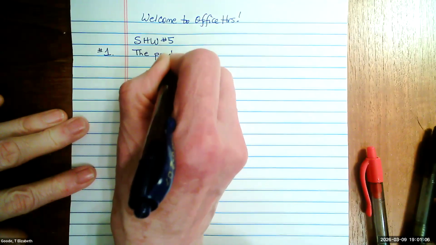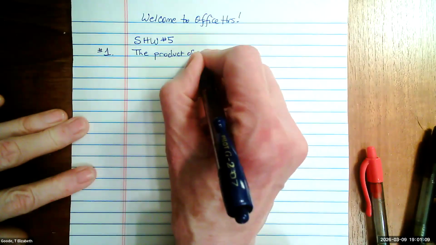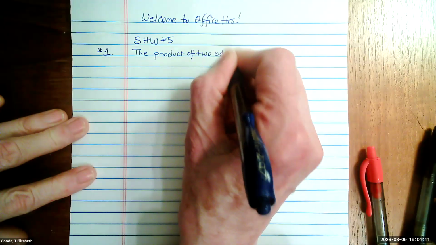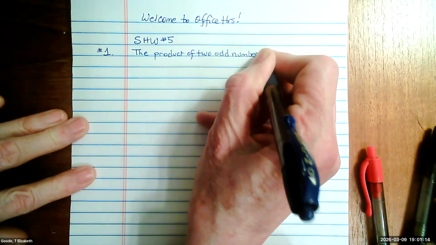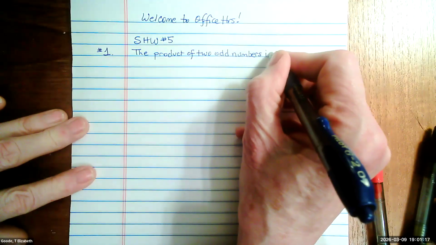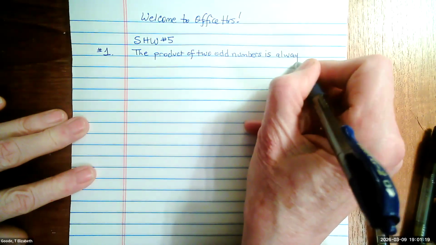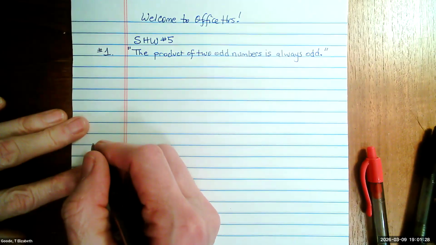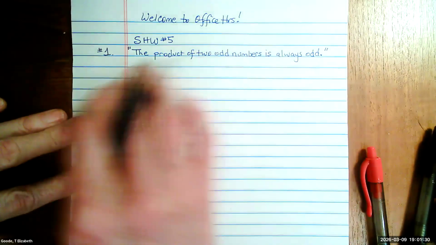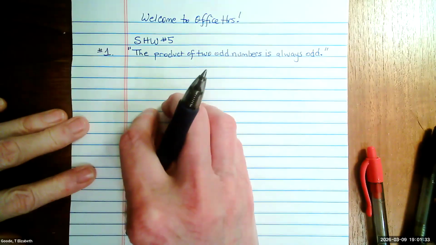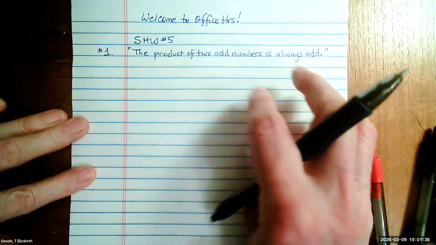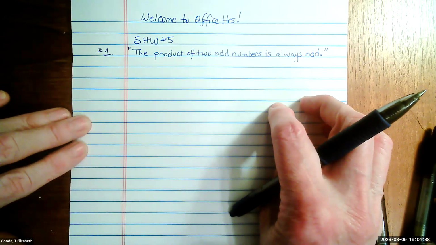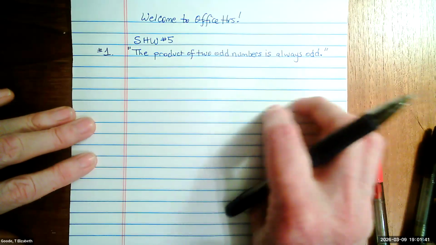Great. So it says the product of two odd numbers is odd. In fact, it says it is always odd, right? Yes. So we'd like to write it as an if-then statement, as a conditional, because once we have it written as a conditional, we can see the hypothesis that we will assume, and then we can also see what we wish to prove, the conclusion.